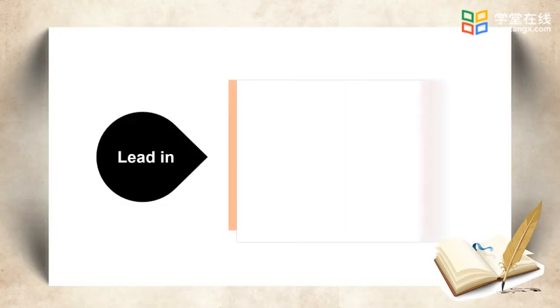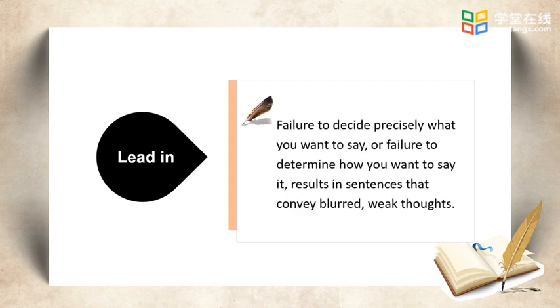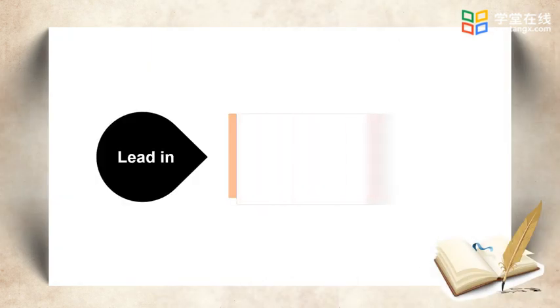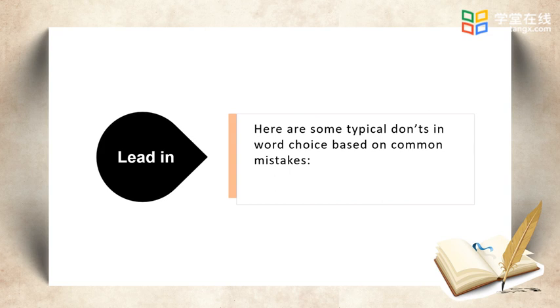So far, we have learned some do's in word choices to make your diction accurate, appropriate, and compelling. Failure to decide precisely what you want to say or failure to determine how you want to say it results in sentences that convey blurred, weak thoughts. Here are some typical don'ts in word choice based on common mistakes: wordiness, clichés, and pretentious words.